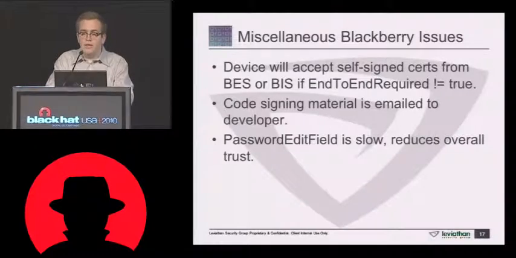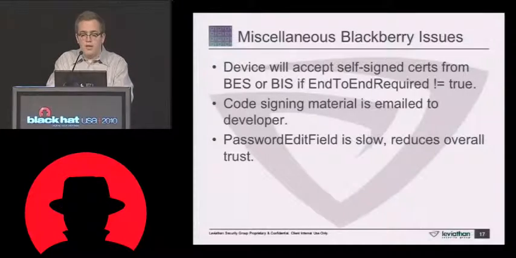If you're doing any kind of SSL sockets in your application, you may ensure that the connection between the BES and the BIS is encrypted to whatever your endpoint is. But if you don't specify that end-to-end required equals true, then if the BES or the BIS has assigned a self-signed certificate to your device, there won't be any kind of complaints whatsoever. If your device is receiving a self-signed certificate for the BES or BIS, that's a pretty big red flag security-wise.